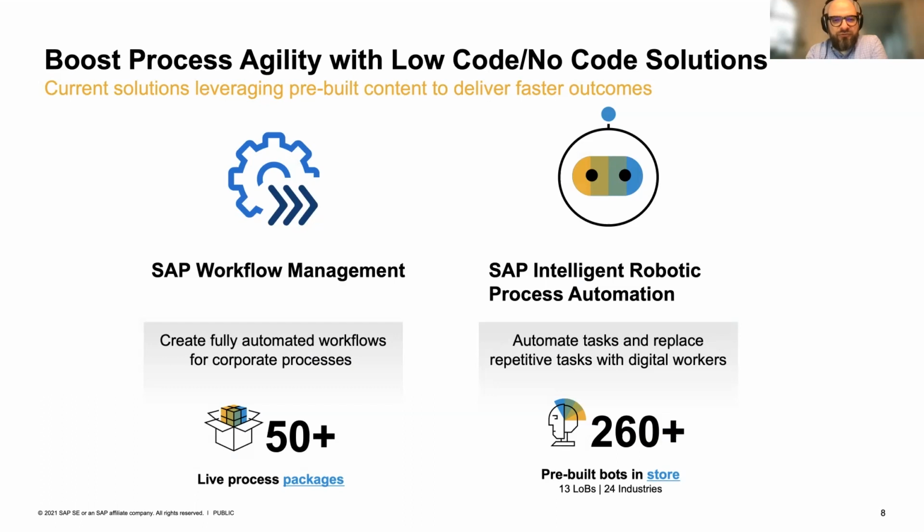So we have here two low-code, no-code solutions. On the one hand side, SAP Workflow Management, which enables you to create end-to-end workflows across different systems, across different LOBs. Could be extensions, could be net new processes. And the nice thing here is we don't want you to start from scratch each and every time. So we are providing so-called live process content packages, which provide templates, let's say also accelerators, for the most common business problems, which are available in different LOBs and in different industries.